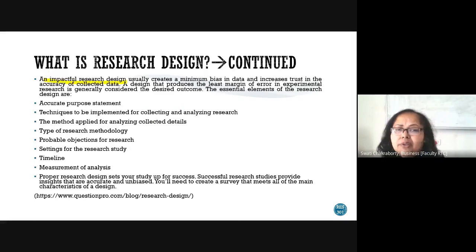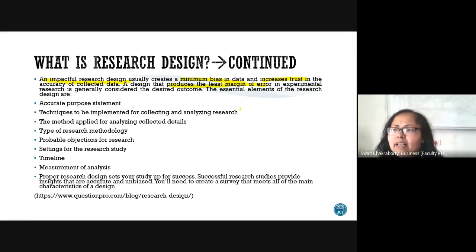And impactful research design usually creates a minimum bias in data, increases trust in the accuracy of the collected data, and any design that produces the least margin of error in experimental research is generally considered the best desired outcome.